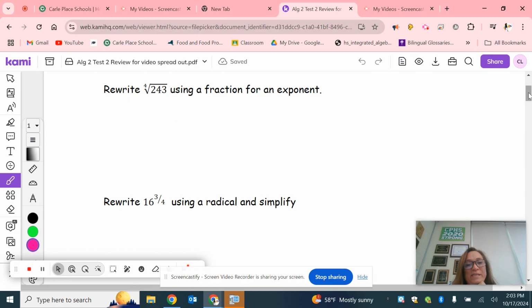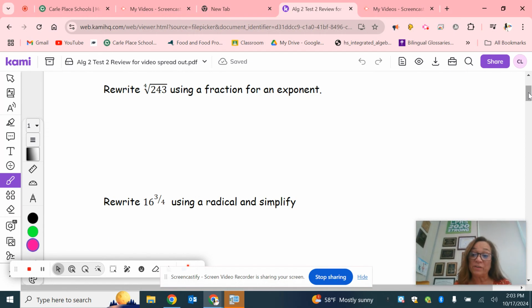So I'm gonna go through this. This is not every single thing on the test, but this will really give you a good idea of what you want to focus on and what you want to study. Okay, so the first question says to rewrite using a fraction for an exponent.